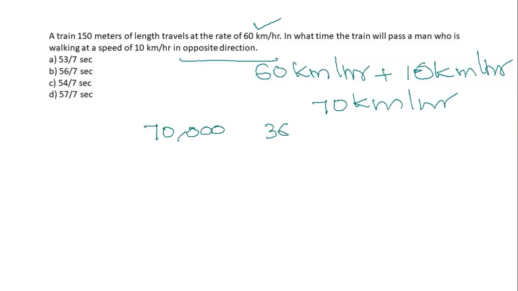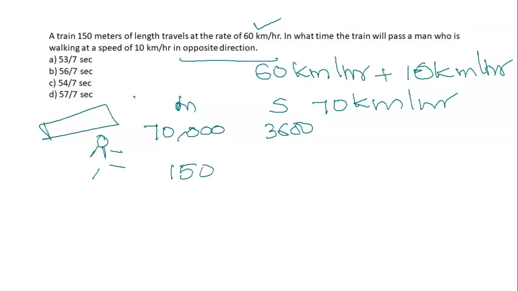Good job, Naveen, Suraj, everyone. So 70,000 meters for 3,600 seconds. The train has to completely cross the person, and that is what they've asked. What is understandable here is that the train's length has to cross the person. So the train's length is what? 150 meters. What is the answer?